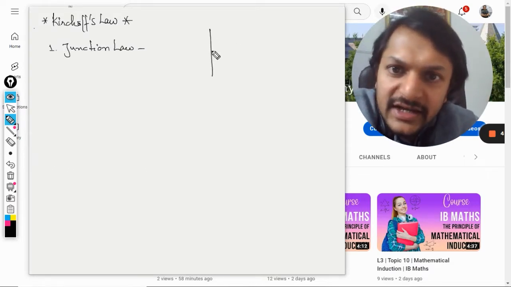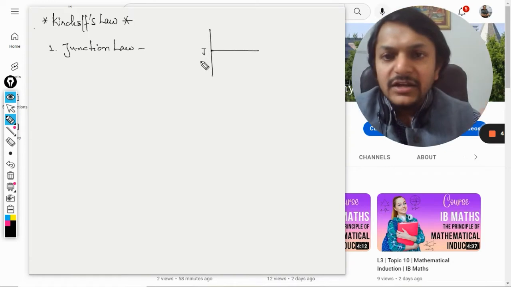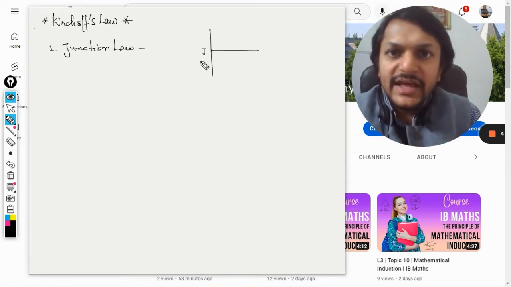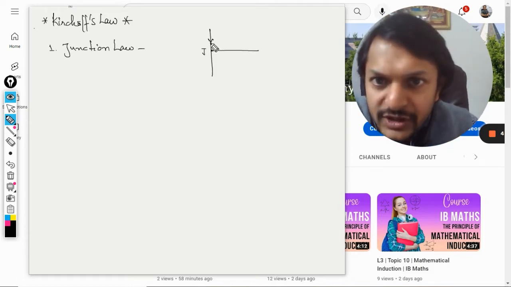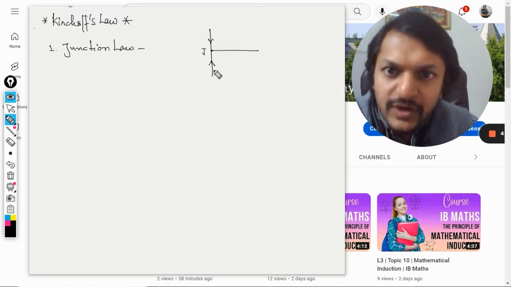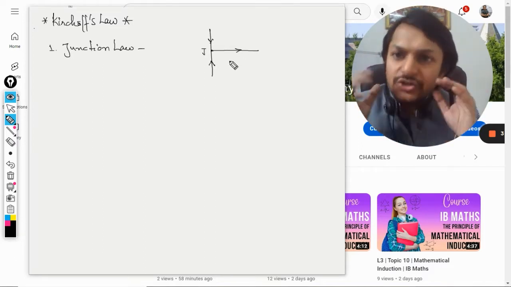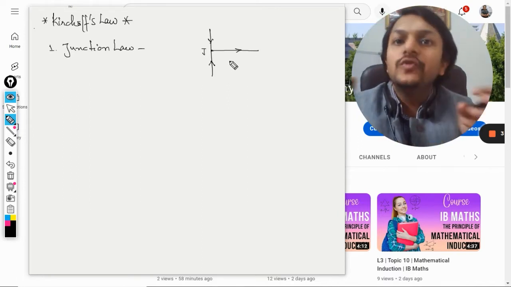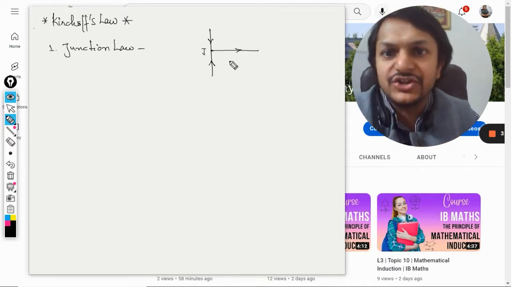Let us say there are three wires connected here. This point is known as a junction. We already studied in electrostatics that charge cannot be created nor destroyed. So the charge flowing into the junction should be equal to the charge leaving it. The charge coming towards the junction is always equal to the charge going away from the junction.